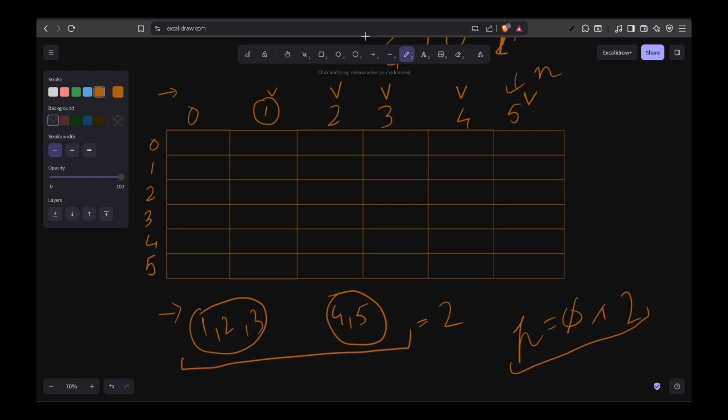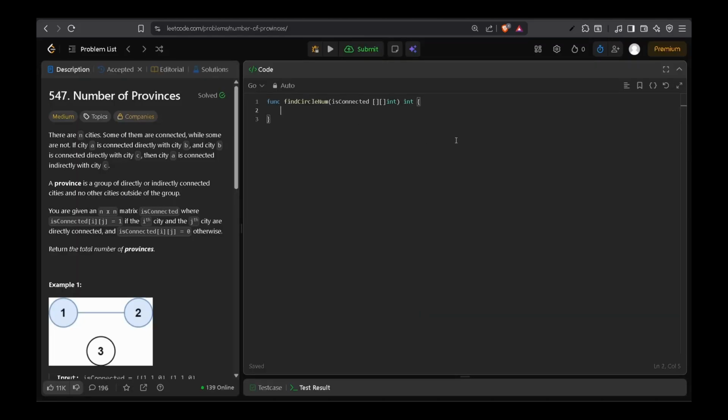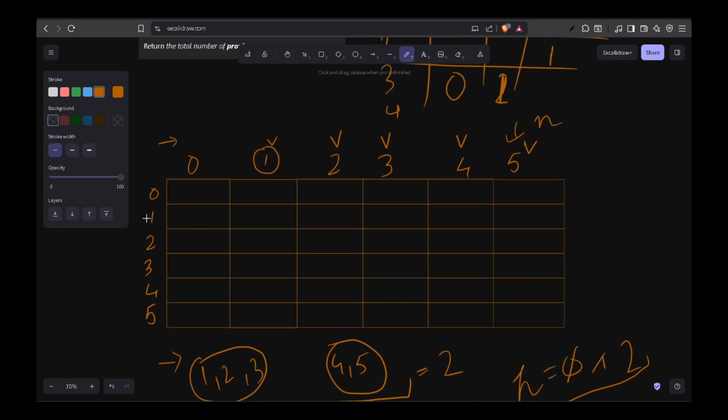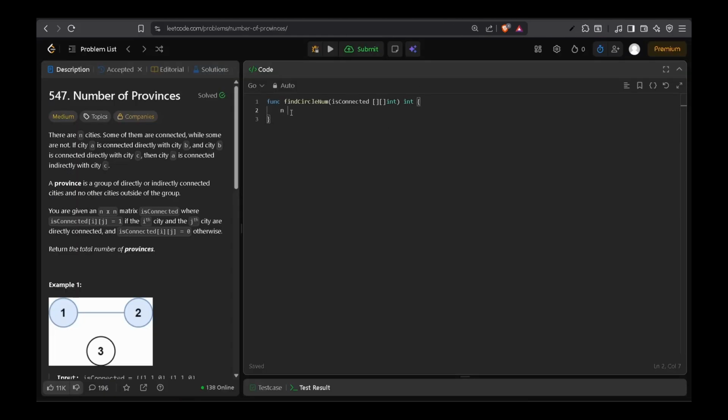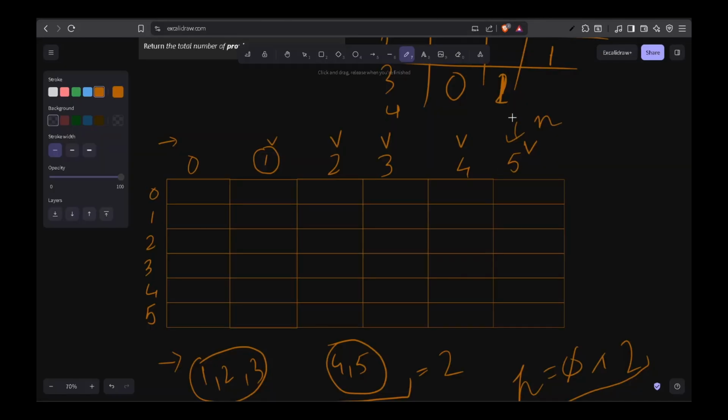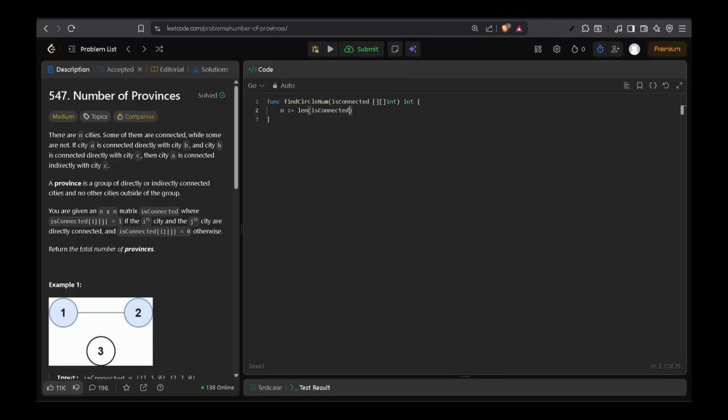So let's write the code for this. Now the first thing we need to find is n, right? Since we are traversing from 0 to n. And n will be the length of isConnected, as you can see here as well. Here n is 5, here also n is 5, right? So n will be 5, and even in the question it is given that it is an n cross n matrix, right? So the length of isConnected will be our n.